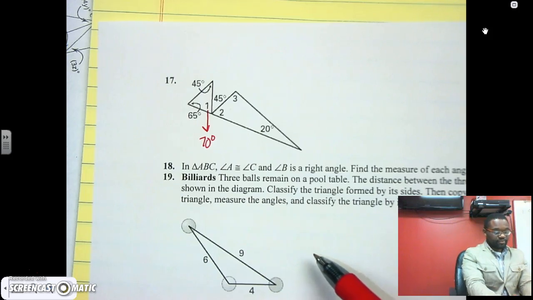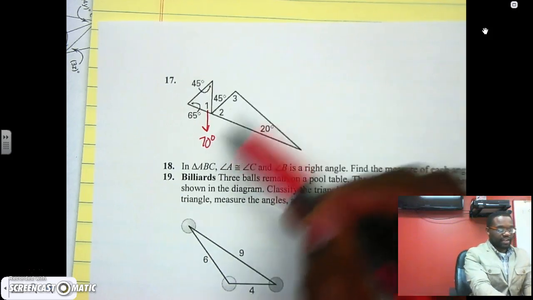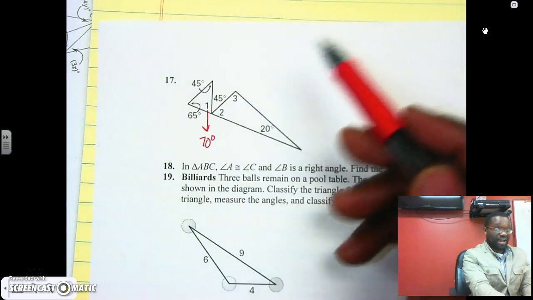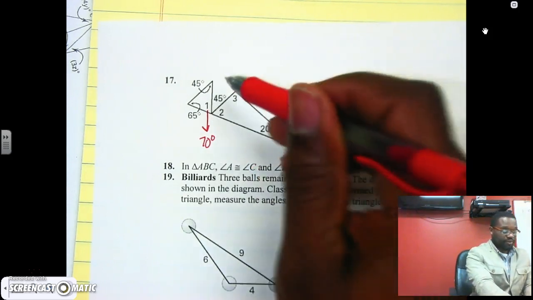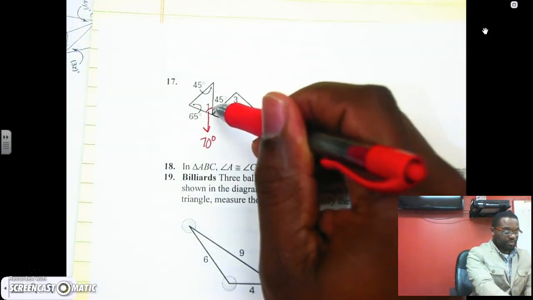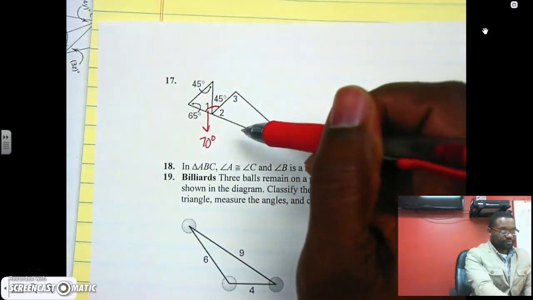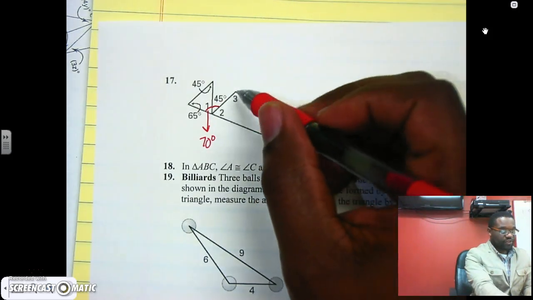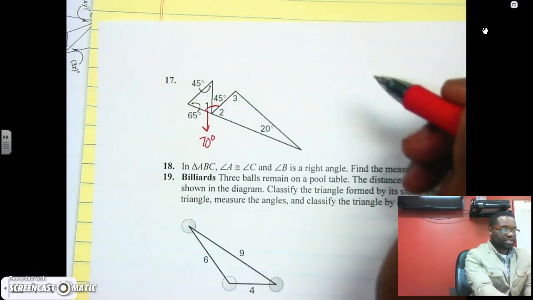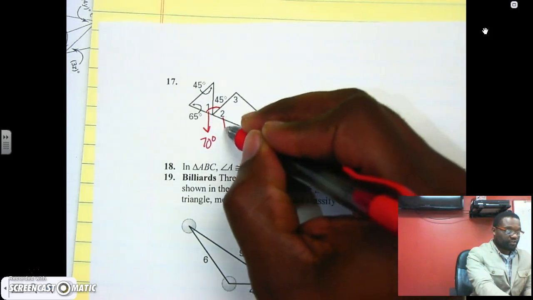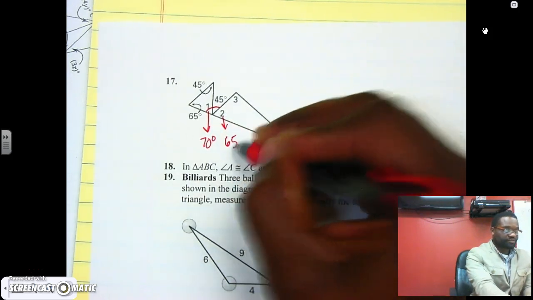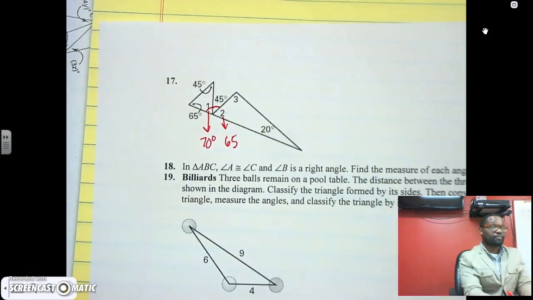Now, how do I figure out angle 2 and angle 3? Well, one way I notice is if this part is 70 and this part is 45, that's 115, right? And so all I got to do is do 115 minus 180, and I believe, or I hope, that's 65. So angle 2 is 65. Hopefully you understood what I just said. If not, talk to me in the morning.